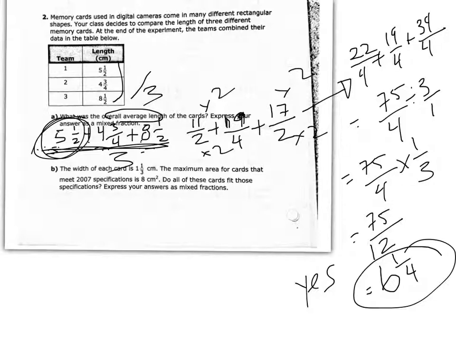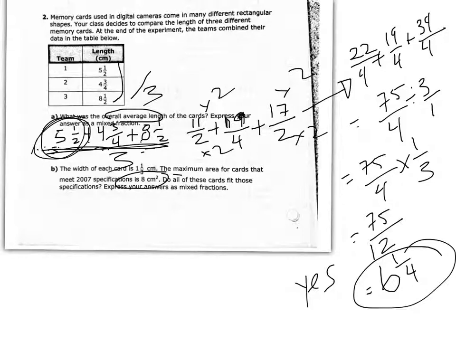Okay, next question. The width of each card is 1 1/3 centimeters. The maximum area for cards that meet 2007 specifications is 8 centimeters squared. Do all these cards fit those specifications? Express your answers as a mixed fraction. So you simply here have to multiply the length and the width to find area. And so you've got to do it for each card.